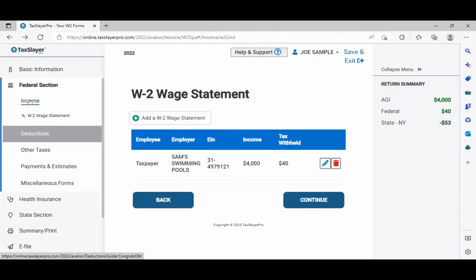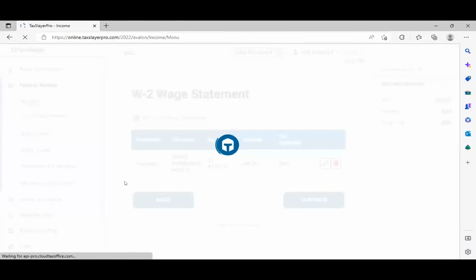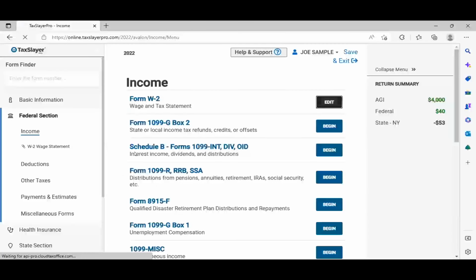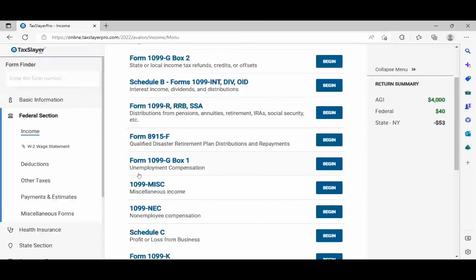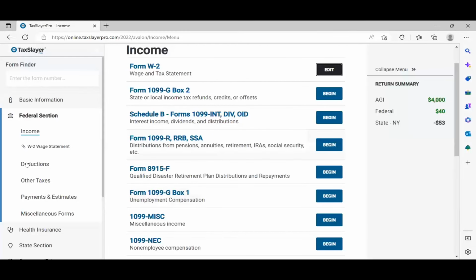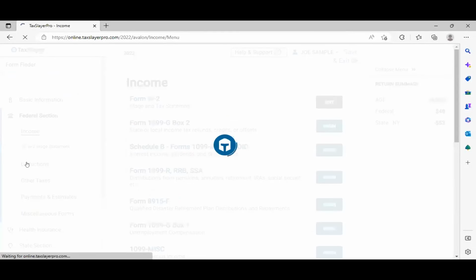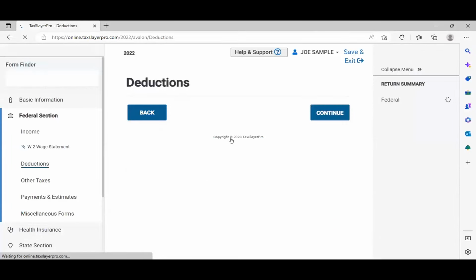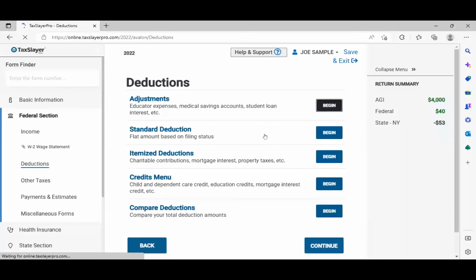Let us go to the income side. And again, just quickly, other income amounts you can put in. Now to deductions. The deduction screen within the federal section. And again, we talked about adjustments to get AGI, and it says here, begin. What do we have here? Something in black. Sounds like we have something there.